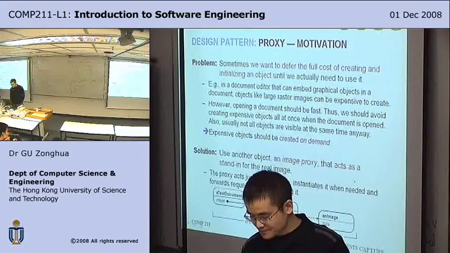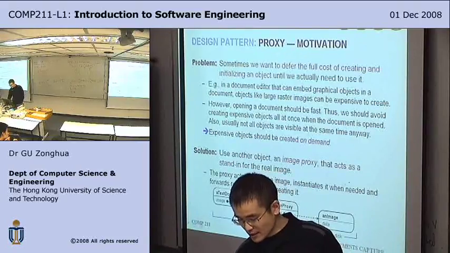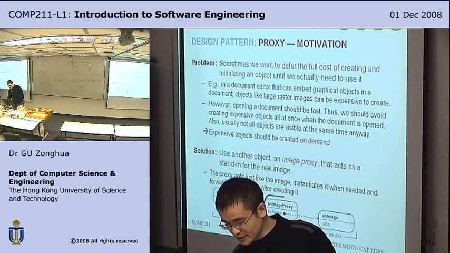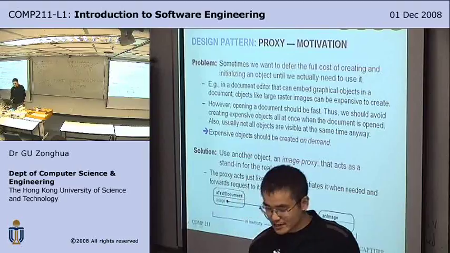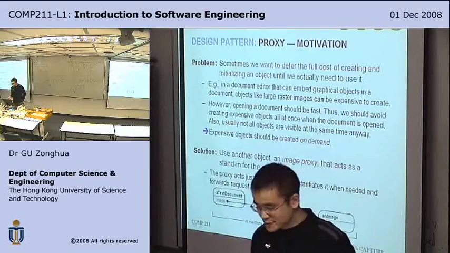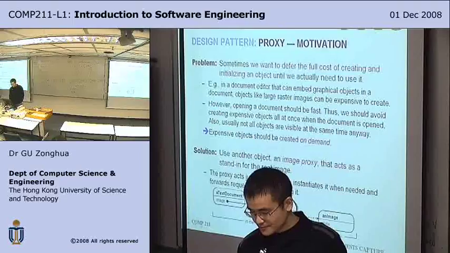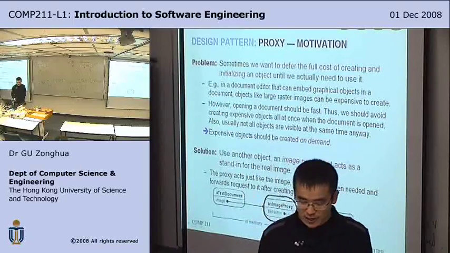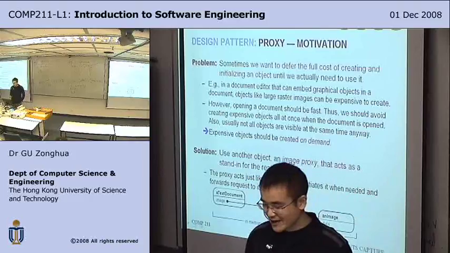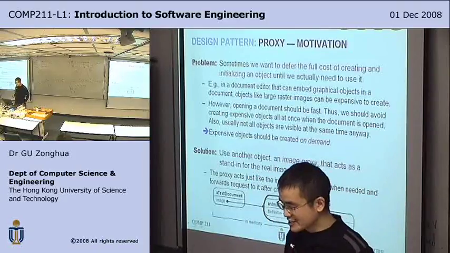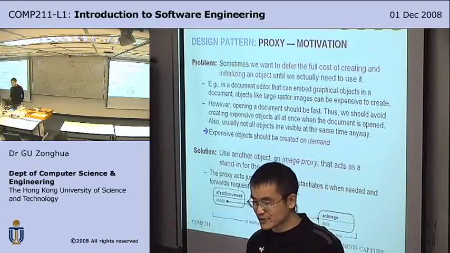Proxy is when you use this proxy to represent a concrete object to save time. So when you load the document, you only load the proxy, which is very easy, very fast to load. And when you actually look at the image, then you load the actual image from disk.